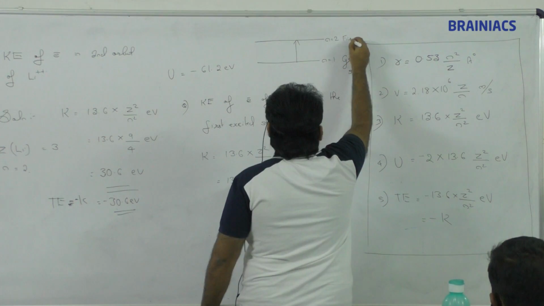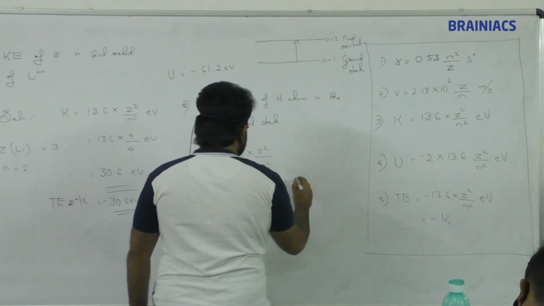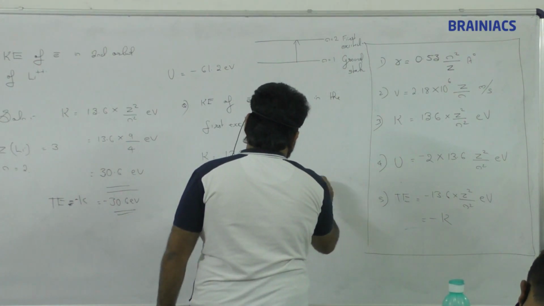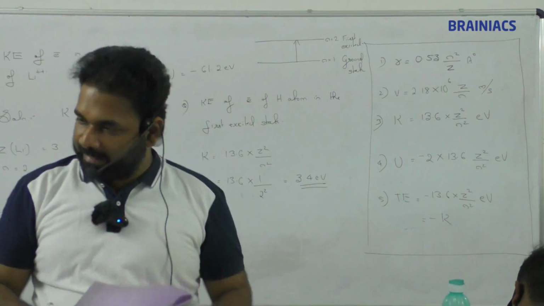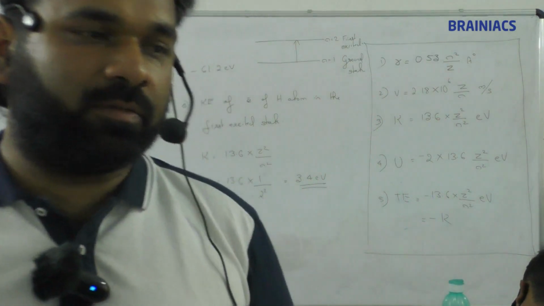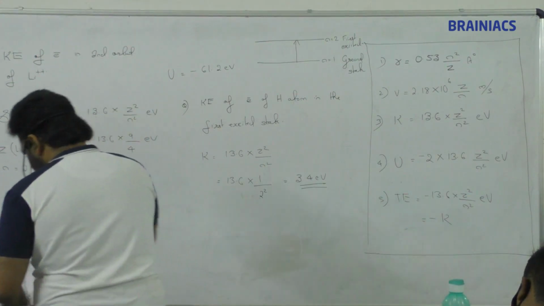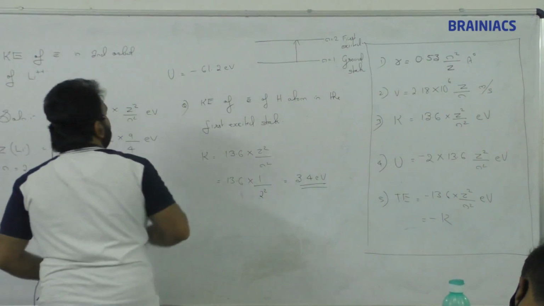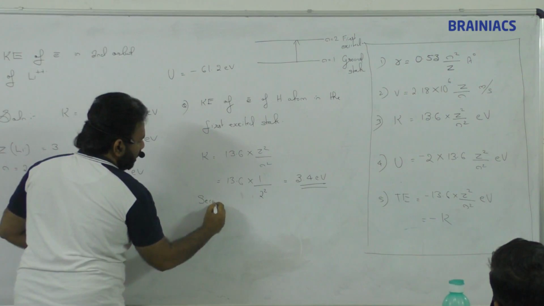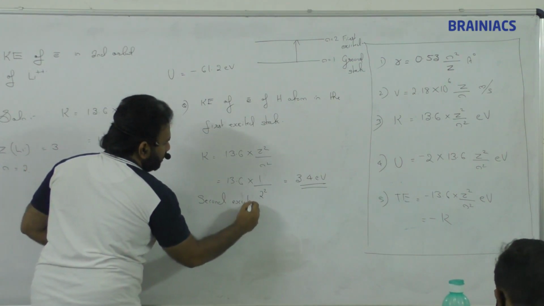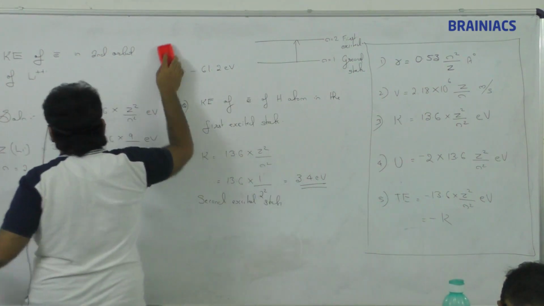So this is how much? 3.4 electron volt. Clear? Likewise, second excited state, third excited state, all these things we can do easily, right? Can you tell me what is the energy in the second excited state also? Same thing. Second excited state and third excited state. You calculate it correctly and tell me the answer.